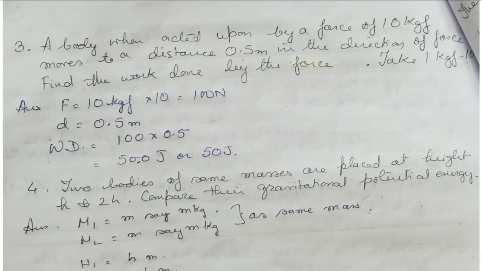Then a body, when acted upon by a force of 10 kgf, moves to a distance of 0.5 meters in the direction of the force. Find the work done by the force. Taking 1 kgf is equal to 10 Newton. So 1 kgf is equal to 10 Newton, and F is equal to 10 kgf, which is 10 into 10, that is 100 Newton. So distance is equal to 0.5 meters and work done is equal to 100 into 0.5, that is 50 joules.